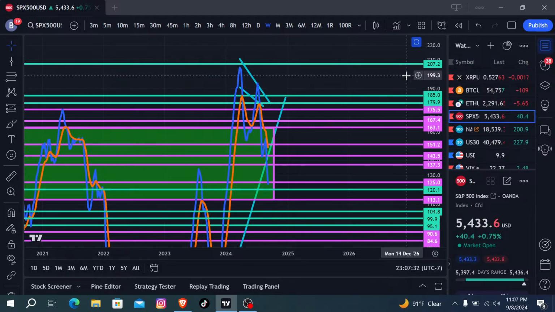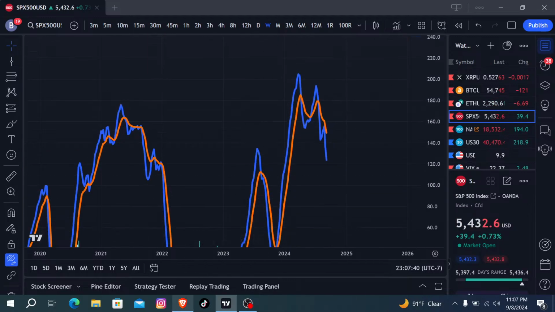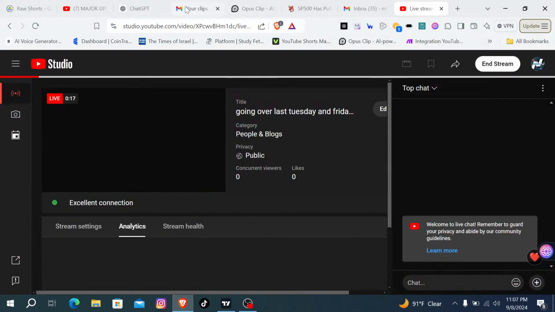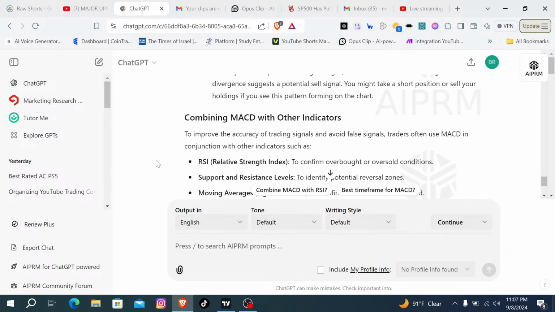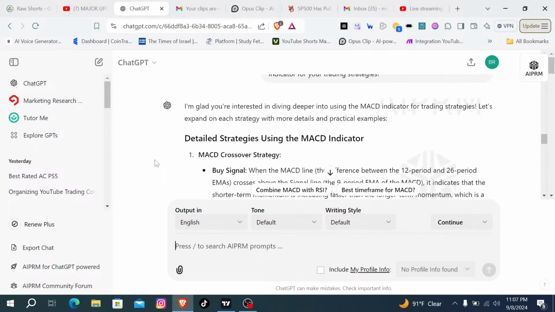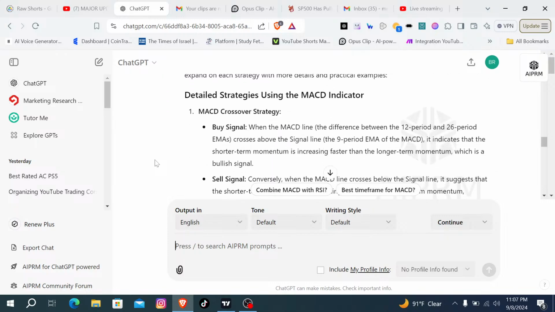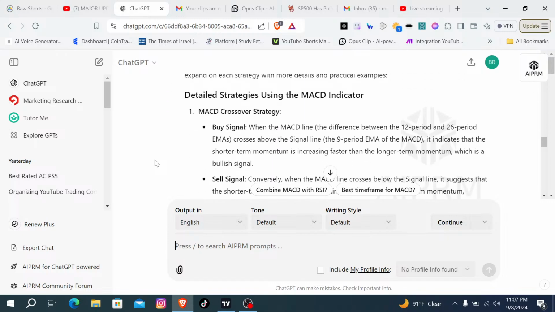Let me explain to you how I use the MACD. All right. So normally with the MACD, let me show you what ChatGPT says. So you can read it real quick.